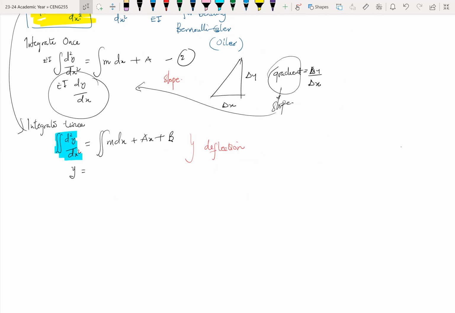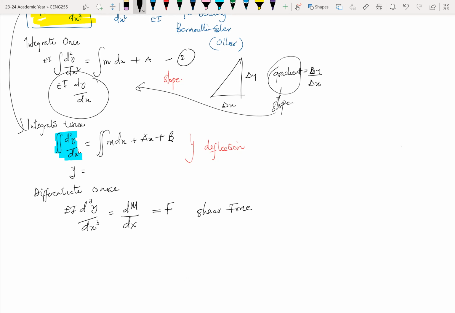And in some instances, instead of integrating, we can also differentiate, right? We can differentiate the Bernoulli Euler equation, so differentiate it once. And once we do that, it means that we have EI d cubed y over dx cubed, and that will be equal to dM/dx. And dM/dx is equal to V, the shear force. Right.